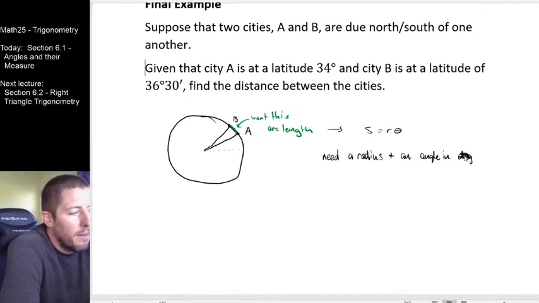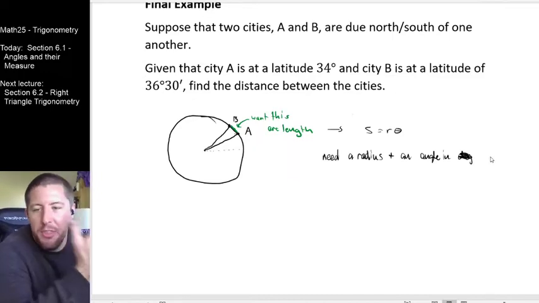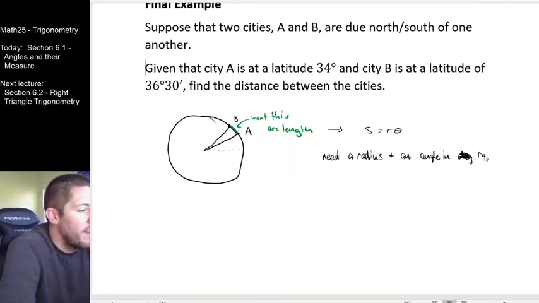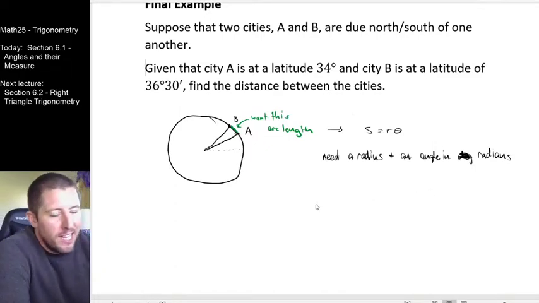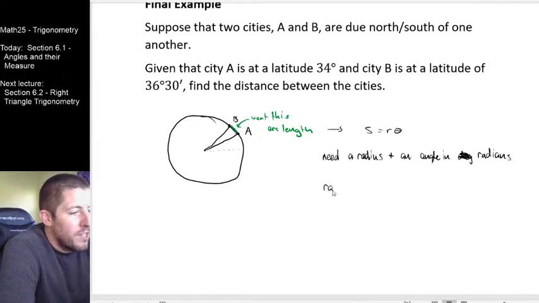Oops, sorry. I'm thinking about the units mattering, an angle in radians, right? And notice we've been given two angles measured in degrees. So first things first, I need a radius. This is information I didn't give in the problem, but we need to know the radius of the Earth, right?